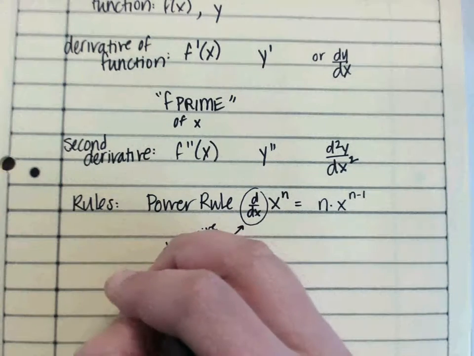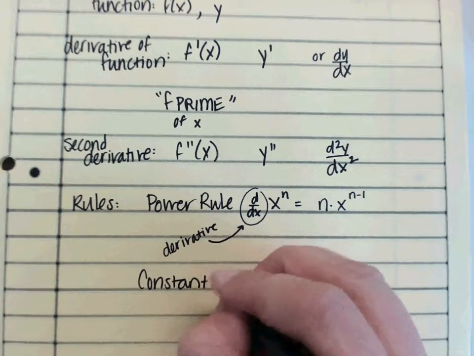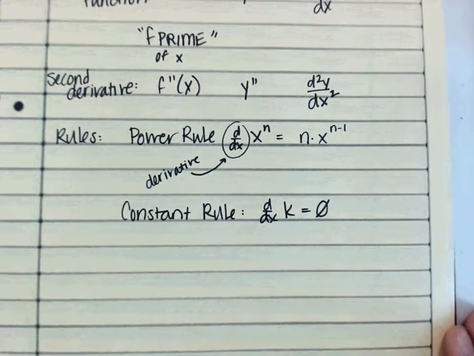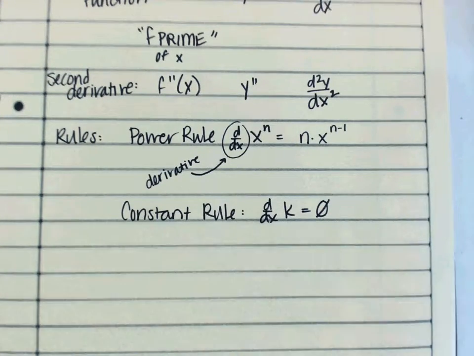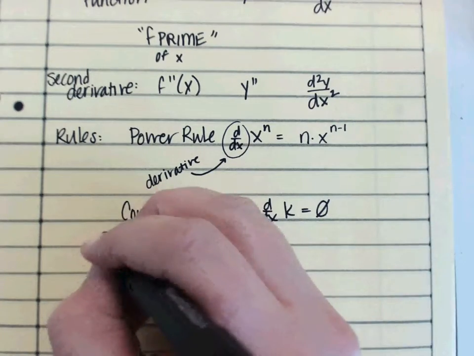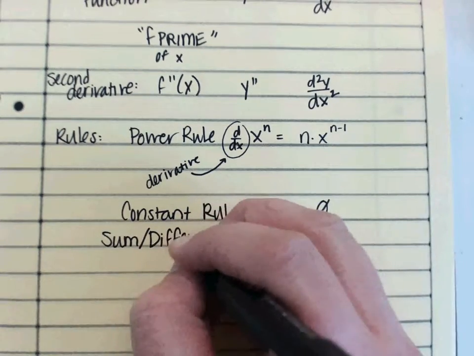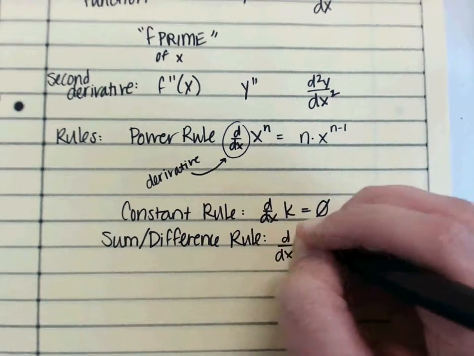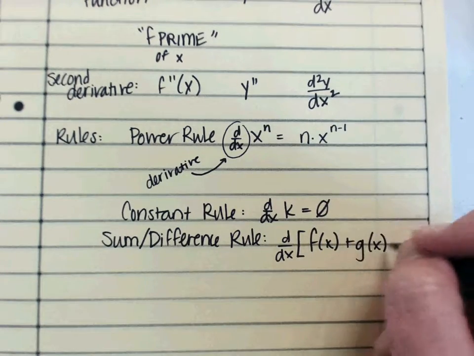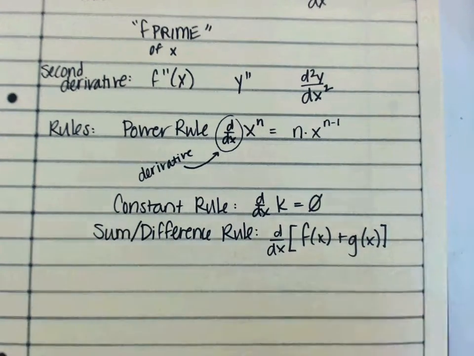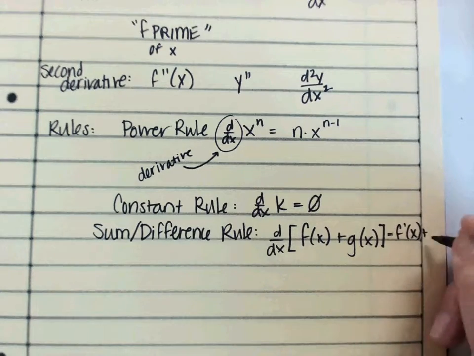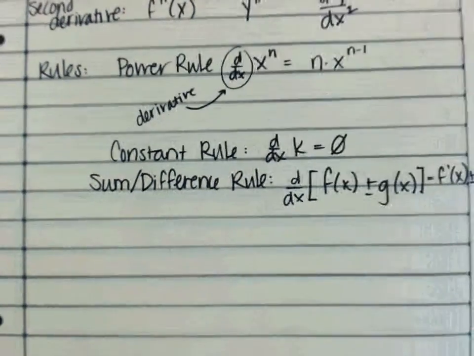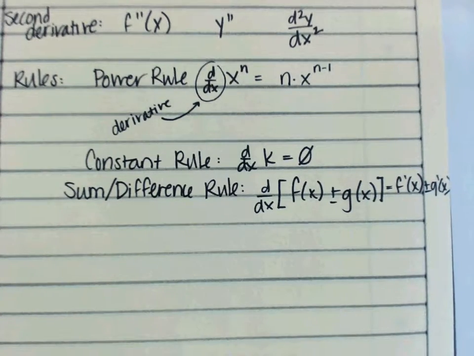Rule number 2, the constant rule. Whenever you take the derivative, that's d dx of a constant k, you get 0. The derivative of a constant is always 0. And then your third and final rule is the sum or difference rule. If you take the derivative d dx of f of x plus g of x, that's the same as f prime of x plus or minus g prime of x.